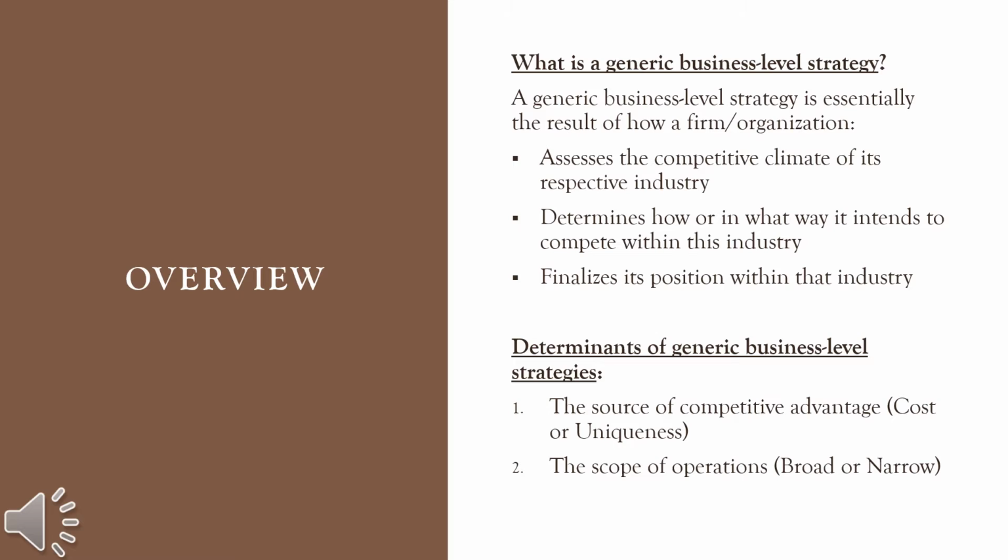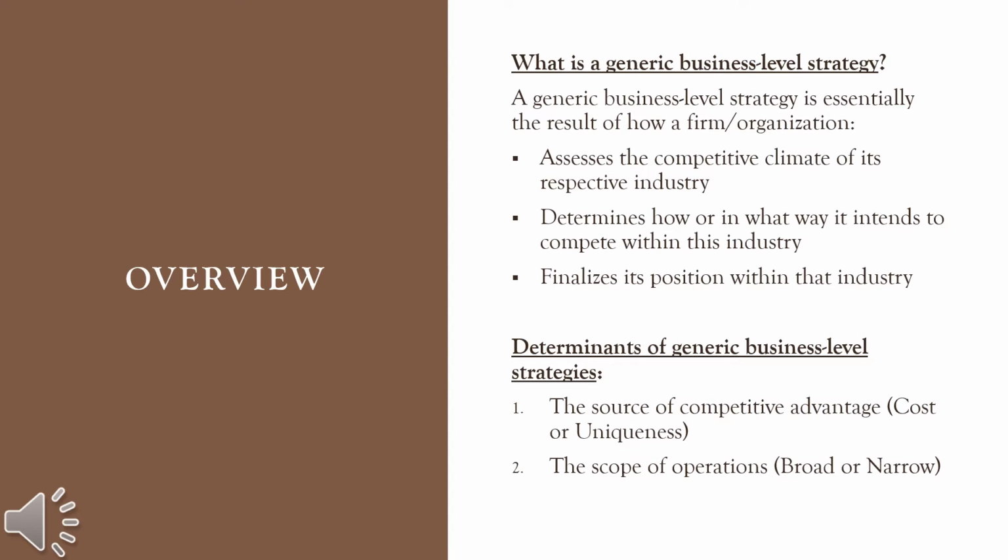What is a generic business level strategy? Well, a generic business level strategy is essentially the result of how a firm or organization: 1. Assesses the competitive climate of its respective industry, 2. Determines how and in what way it intends to compete within this industry, and 3. Finalizes its position within that industry.